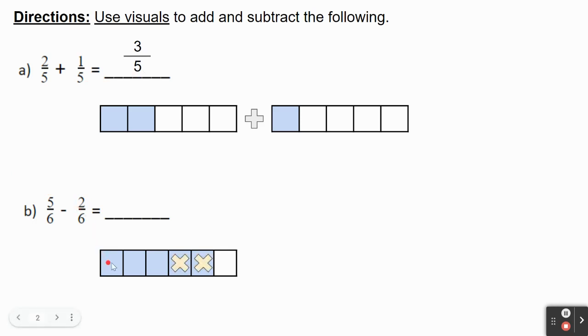Well, we still have 3 parts shaded, so our numerator is going to be 3. And our denominator is going to be the number of parts that make up a whole. There's 1, 2, 3, 4, 5, 6 parts that make up a whole, so our denominator is 6. Notice, when our denominators are the same, so they're both 6, we can just subtract the numerators. 5 parts shaded minus 2 of those parts means 3 parts are still shaded.